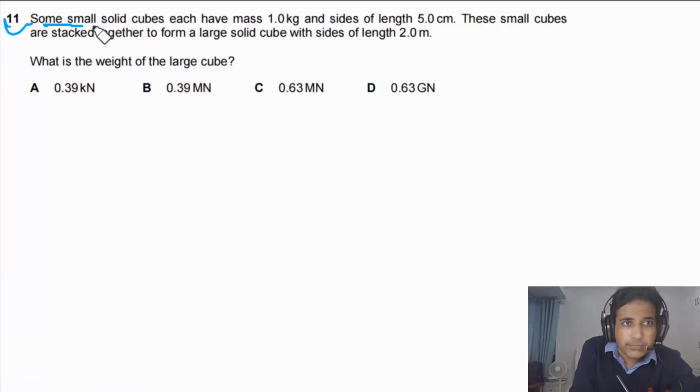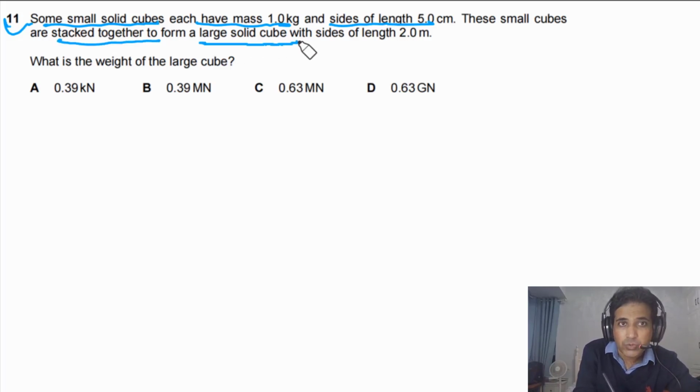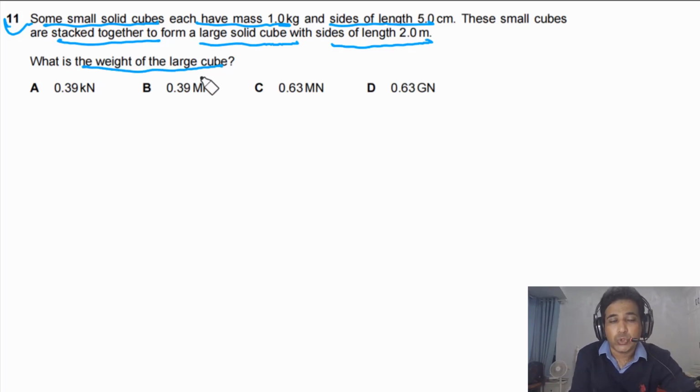Question 11 says some small solid cubes each have mass 1.0 kg and sides of length 5.0 centimeters. These small cubes are stacked together to form a large solid cube with sides of length 2.0 meters. What is the weight of the large cube?